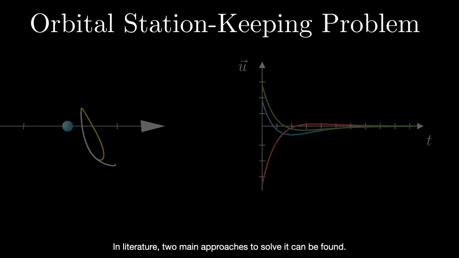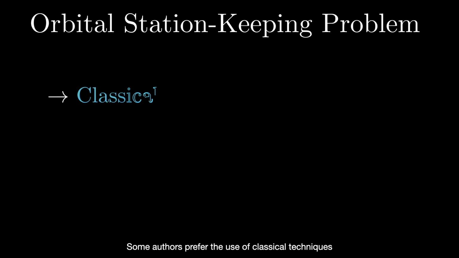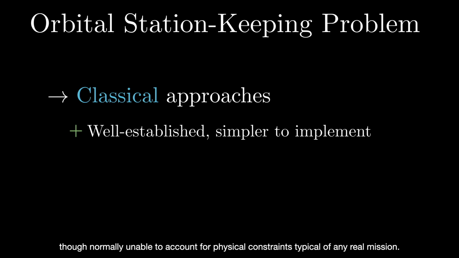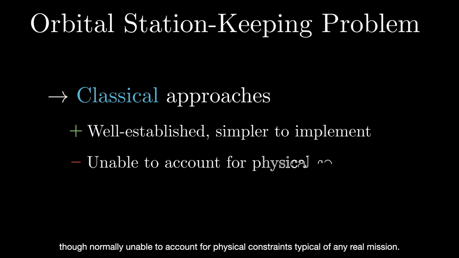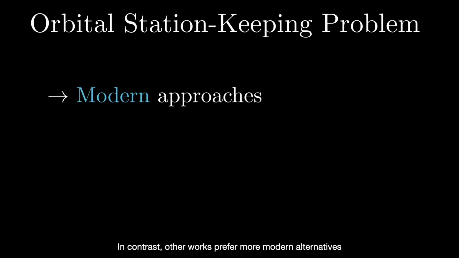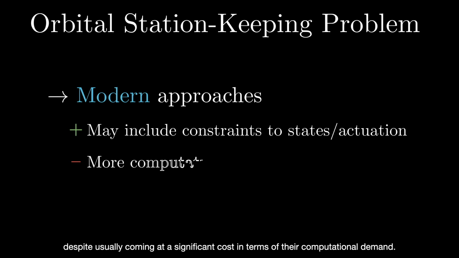In literature, 2 main approaches to solve it can be found. Some authors prefer the use of classical techniques that are well-established and simpler to implement, though normally unable to account for physical constraints typical of any real mission. In contrast, other works prefer more modern alternatives that are able to include these considerations, despite usually coming at a significant cost in terms of their computational demand. In this work, these 2 contrasting approaches are bridged.